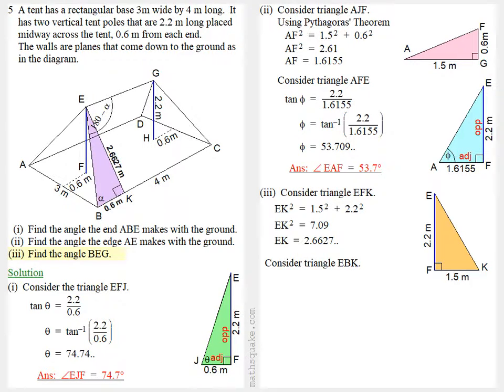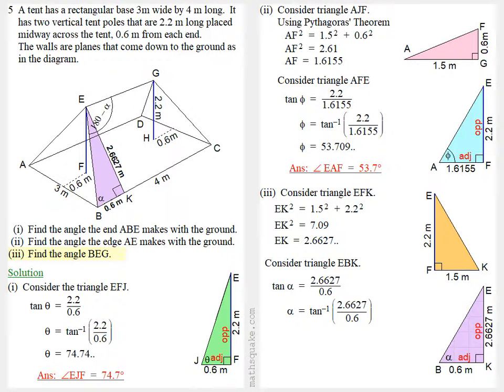Now let's consider the triangle EBK. Well, if we draw a flat diagram of it, we see the side EK is 2.6627 meters, and that is the opposite side. The side BK is 0.6 meters, and that's the adjacent side. Now, the tangent of the angle is the opposite over the adjacent, so tangent of alpha is 2.6627 over 0.6, which means alpha is the inverse tangent of that, which turns out to be 77.30 degrees.